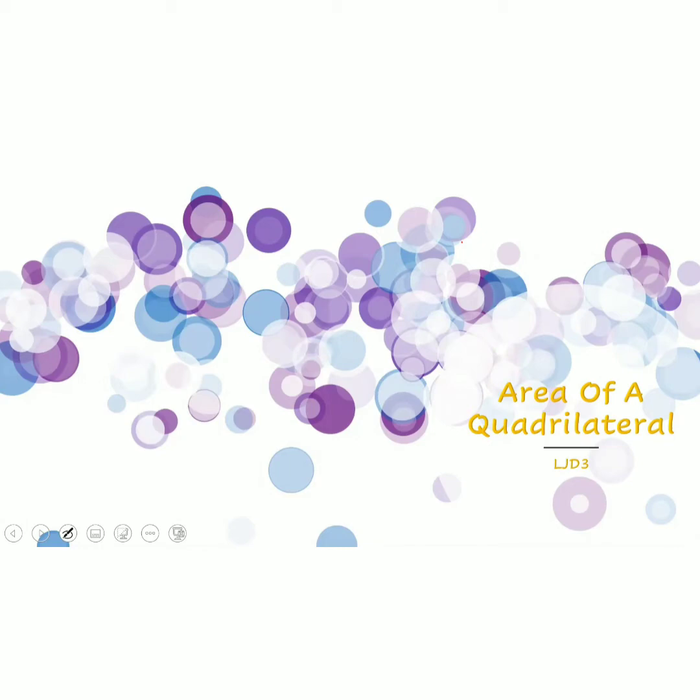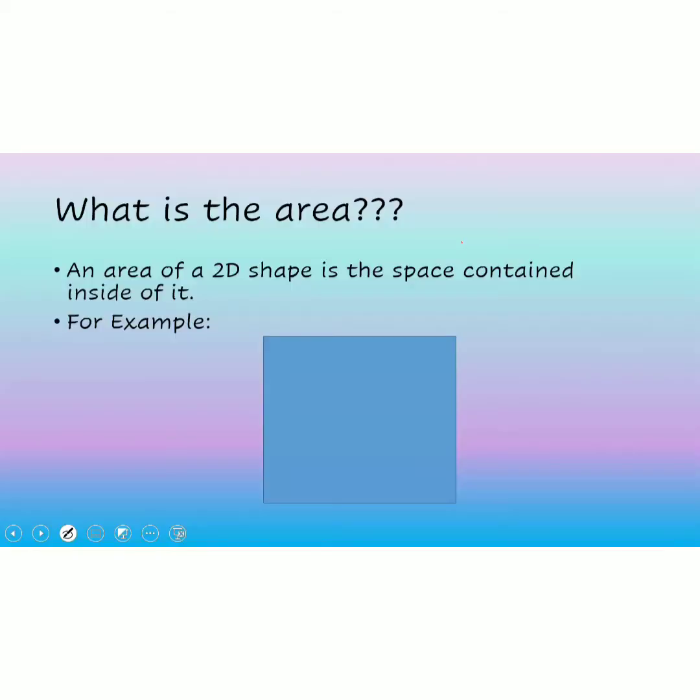You may think because of the word quadrilateral it's hard, but it's not as hard as you think. So let's go. What is the area? An area of a two-dimensional shape is the space contained inside of it.